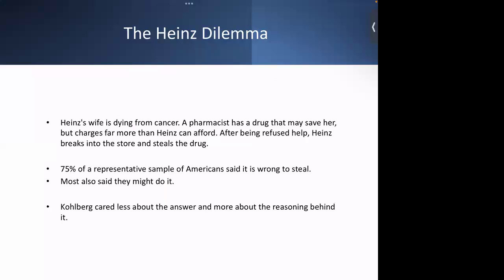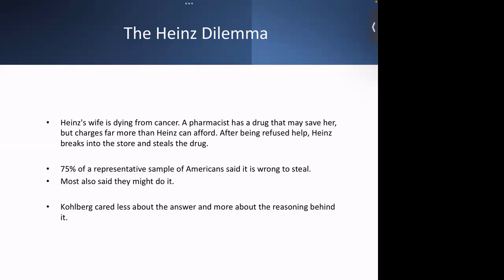Okay, one last thing, a very, very famous Heinz dilemma that Kohlberg created. He had the story that Heinz's wife was dying from cancer, and there was a certain medicine that could save her, but Heinz was unable to afford the medicine. He tried, he couldn't get it, so Heinz broke into the store, stole the medicine, and gave it to his wife. His wife got healed. Question: was Heinz correct? This dilemma.